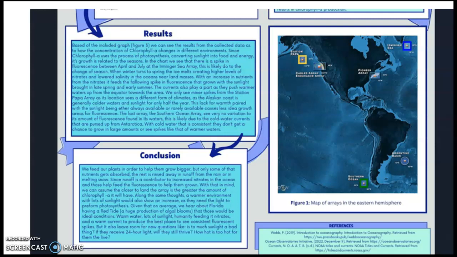But it also leaves room for new questions, like is too much sunlight a bad thing? If it receives 24-hour light, will they still thrive? How hot is too hot for them to live?